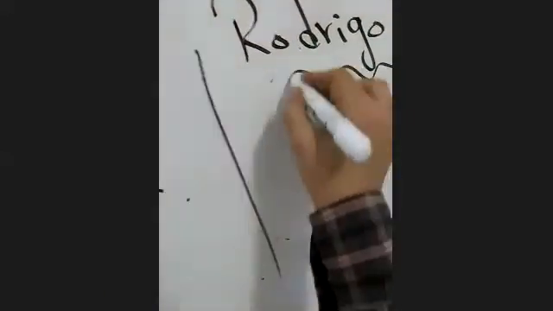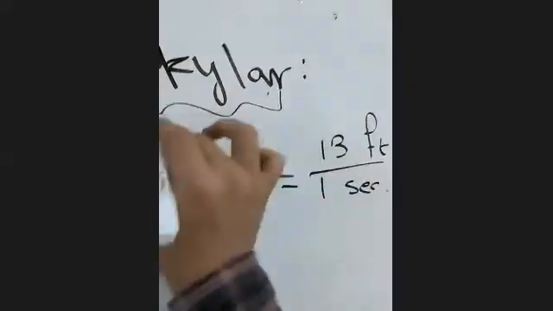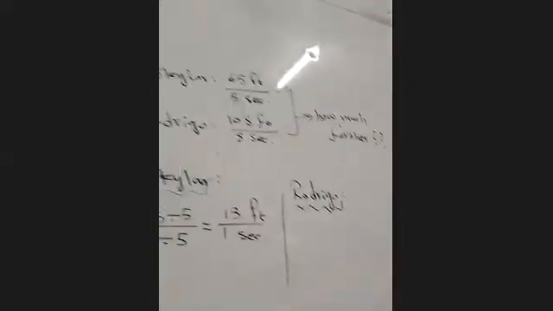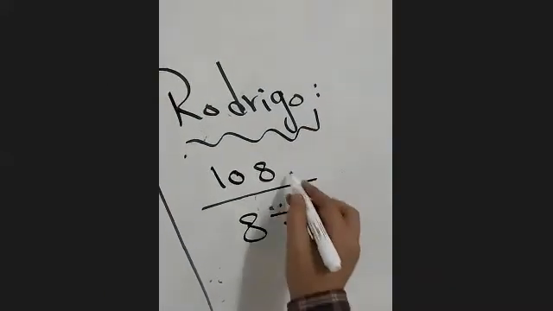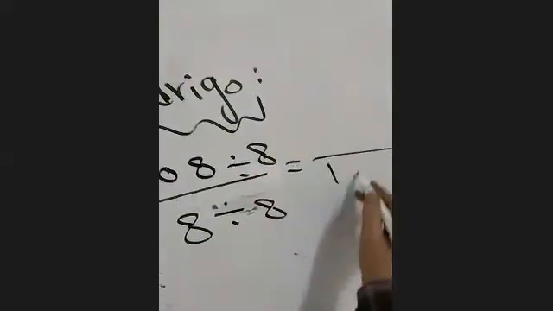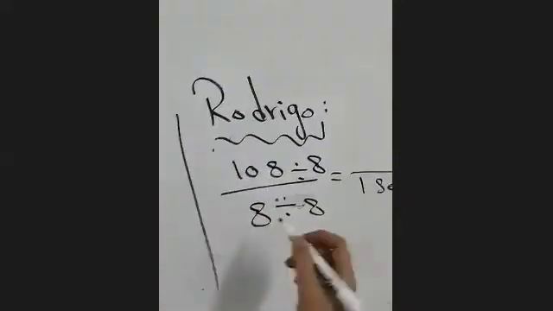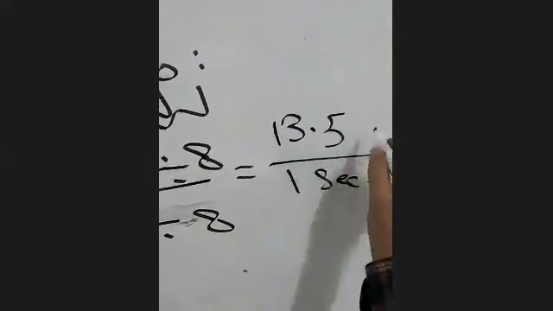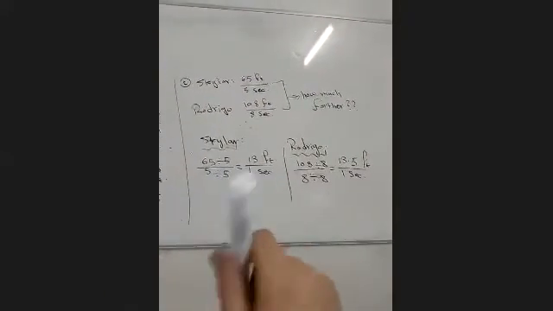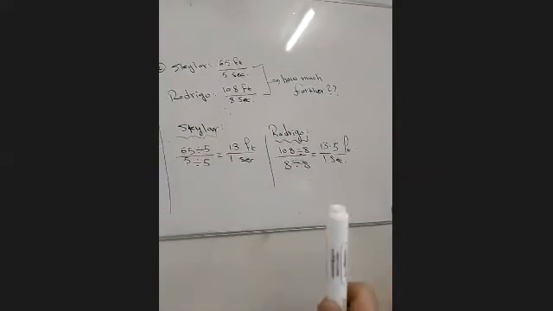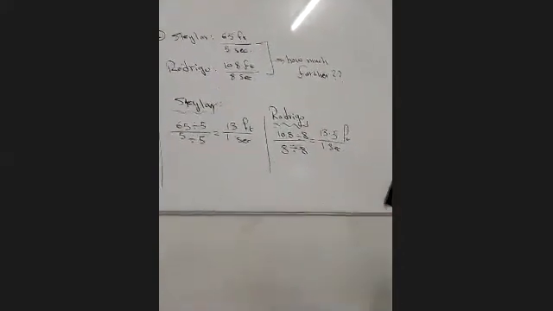Rodrigo. Now, 108 feet in 8 seconds. That's 108 over 8. We divide both sides by 8, so the bottom will be 1 second, and if you do the division, the top will be 13.5 feet. So look here: Skylar, in 1 second, can travel 13 feet, but Rodrigo, in 1 second, can travel 13.5 feet.